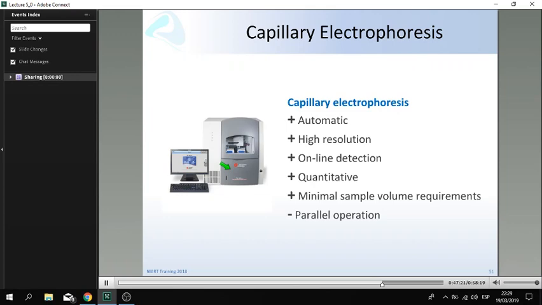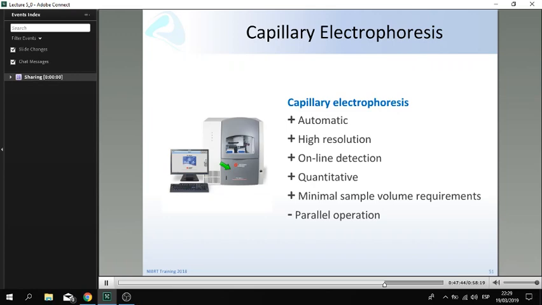So compared to gel electrophoresis, capillary electrophoresis is much more automatic, giving you much higher resolution. You have this online detection, which means it's quantitative. You have the detector online that is measuring your UV, and you don't need a lot of sample. You're basically injecting nanoliters of sample.